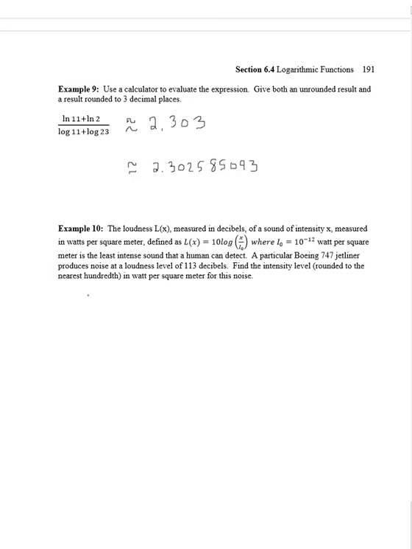So, a word problem. The loudness L of x, measured in decibels, of a sound of intensity x measured in watts per square meter, is defined as L of x equals 10 log base 10 of x over I sub 0, where I sub 0 is 10 to the minus 12 watts per square meter, the least intense sound that a human can detect. A particular Boeing 747 produces noise at a loudness level of 113 decibels. Find the intensity level, rounded to the nearest hundredth, in watts per square meter for this noise.